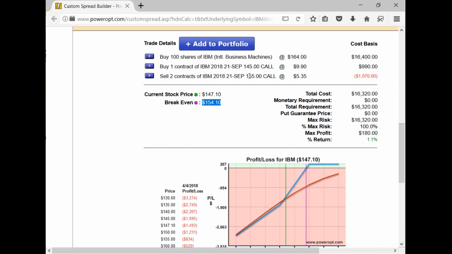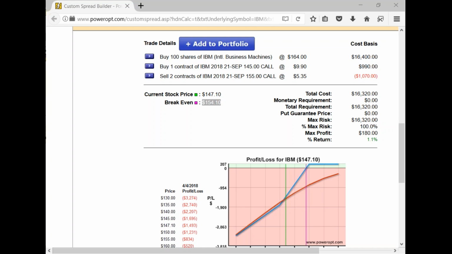But a lot of times, if you have a lower loss in the position, you might be able to use the stock repair tool to help you get back to break even faster. Here, we don't need the stock to go back to 164. We need it just to go to 154 by September expiration as well. All right, that's the stock repair tool. And so it's a good way to go, and it's a way to help you get back to break even a little bit faster. Okay, all right. Now, so that's the ratio spread.